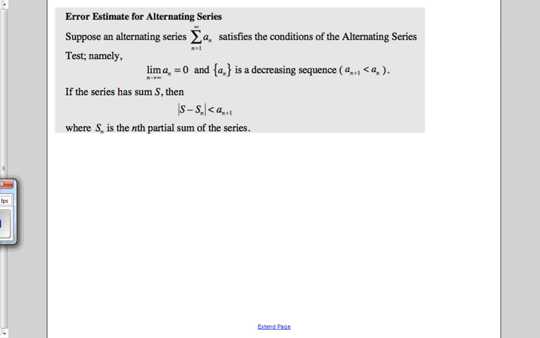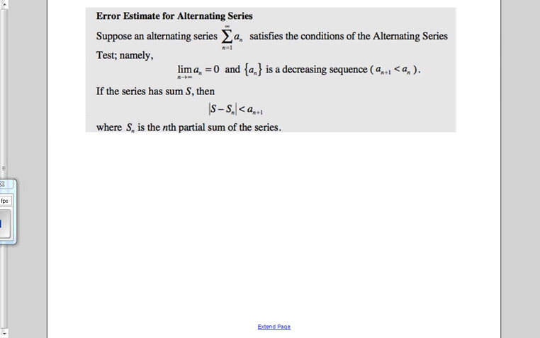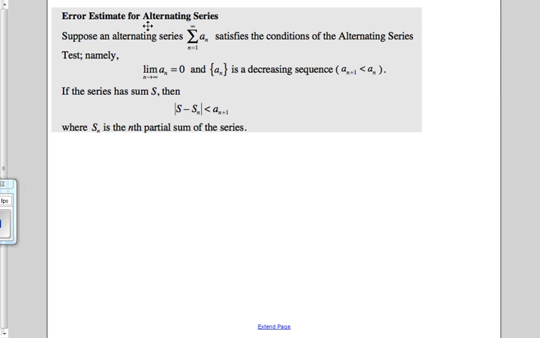Next, if something in fact does converge, we want to think about an error estimate for an alternating series. We want to think about, well, if, for example, we use some value for n, like if we use only 5 terms or 10 terms or 12 terms, what is our error going to be?